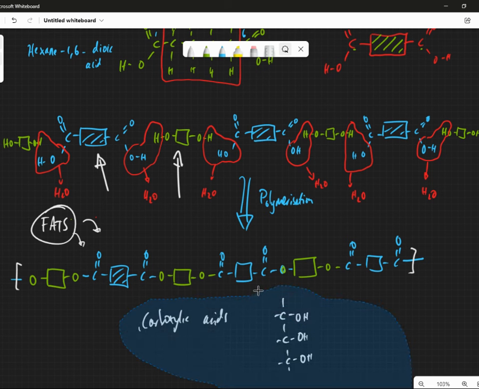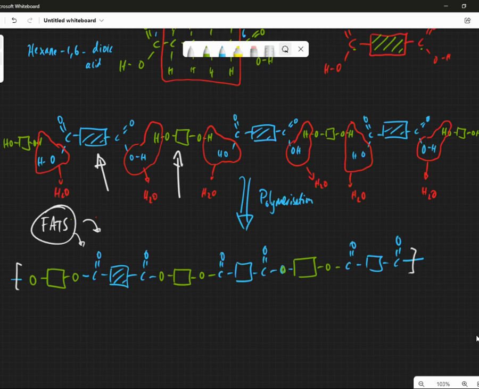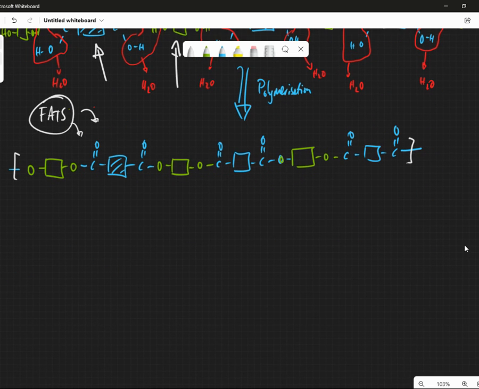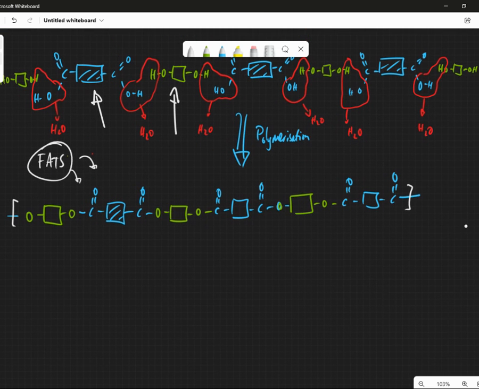All right, so let's get rid of that. Let's move this up, and there we have this new thing. Now, don't forget, when it formed, every time there was one of these groups here, water formed as well. So the water split off, didn't it?